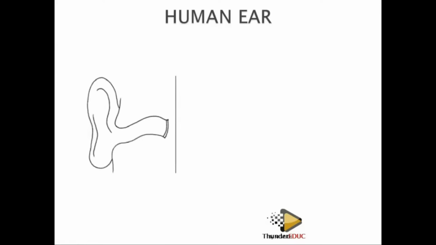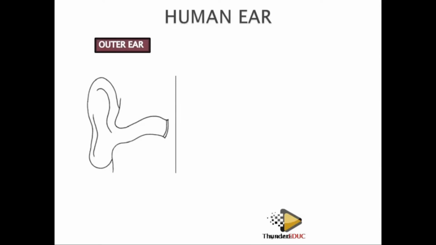Let's look at the human ear. Under the human ear, we have to look at the different parts of the ear and the functions, how the ear functions. It means that that is the hearing process. And the defects of the ear, meaning people having problems with hearing.